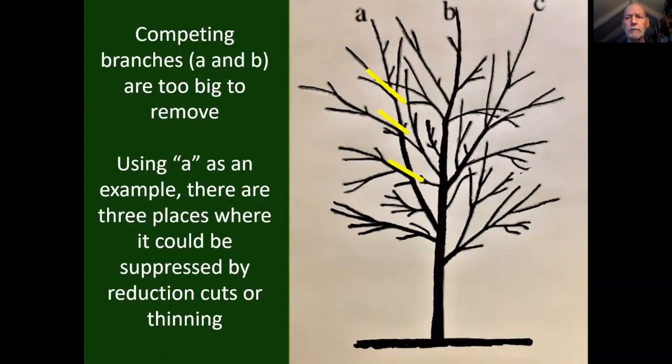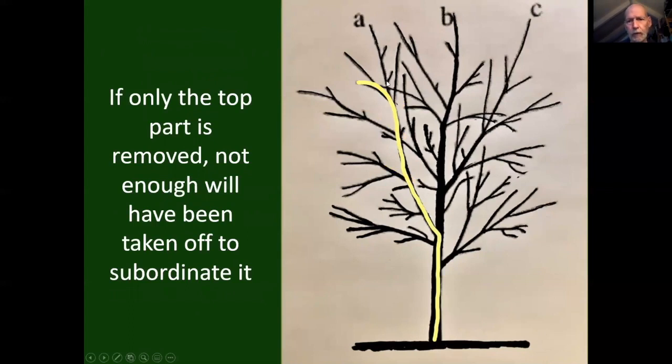And you could do reduction cuts. You could make one up here, one here at this junction, or one way down here. What you have in mind there, as to where you choose to make your reduction cut, is how much am I going to have to take off to get down to removing 50 to 80% of it. Let's say you made the cut at the top there. This is what would be left. You would have taken off this, and obviously you haven't taken off anywhere near 50 to 80%.